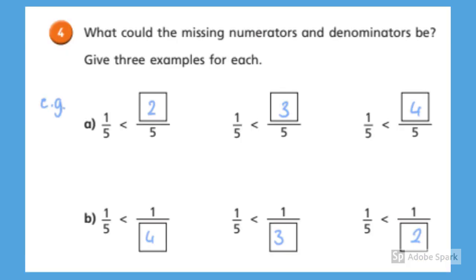So let's look at the answers to question number 4. Part A. As long as your numerator is larger than 1, your answer will be correct. For part B, as long as your denominator is less than 5, your answer is correct.